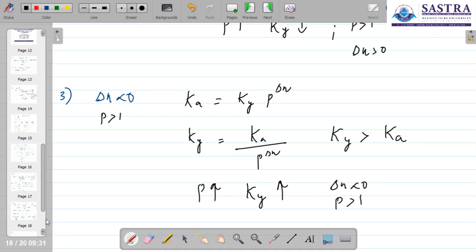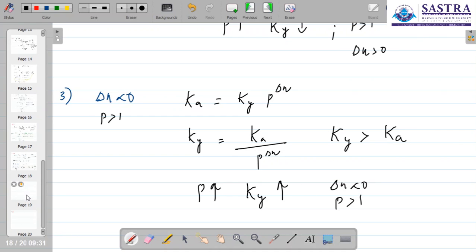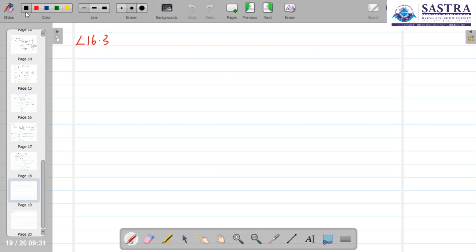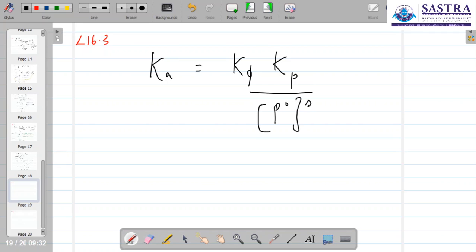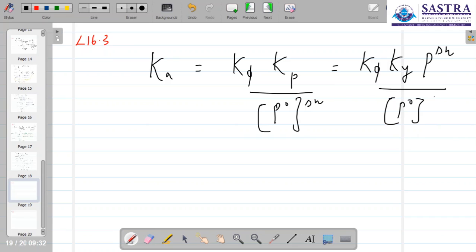With this I will end this video. What we have seen in this video is a quick recollection of how to relate Ka as a function of K phi, the equilibrium constant based on the partial pressure, to the standard pressure raised to delta n. This can also be written as K phi Ky into P power delta n to P naught power delta n, where delta n is the summation of the stoichiometric coefficients. We also see the effect of pressure on the equilibrium constant based on mole fraction.